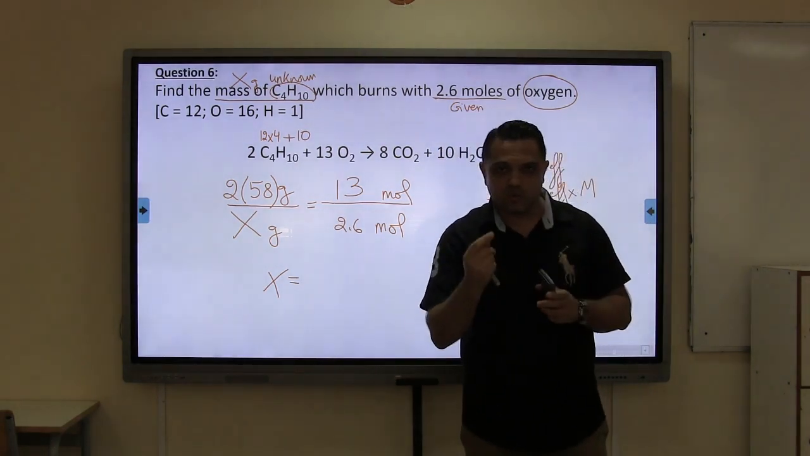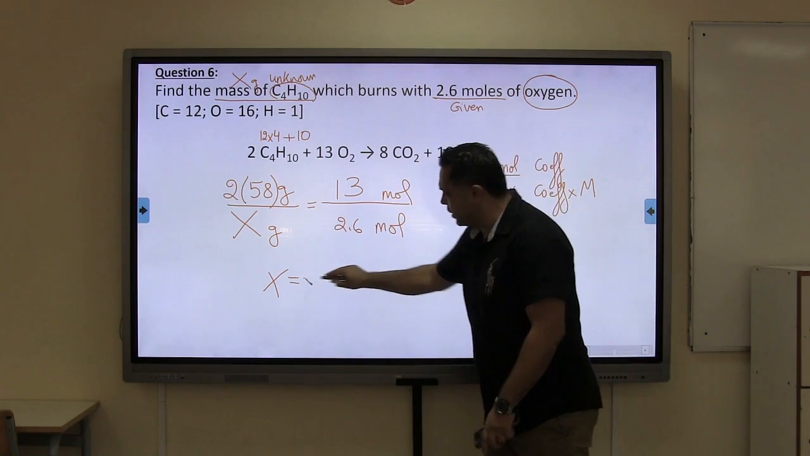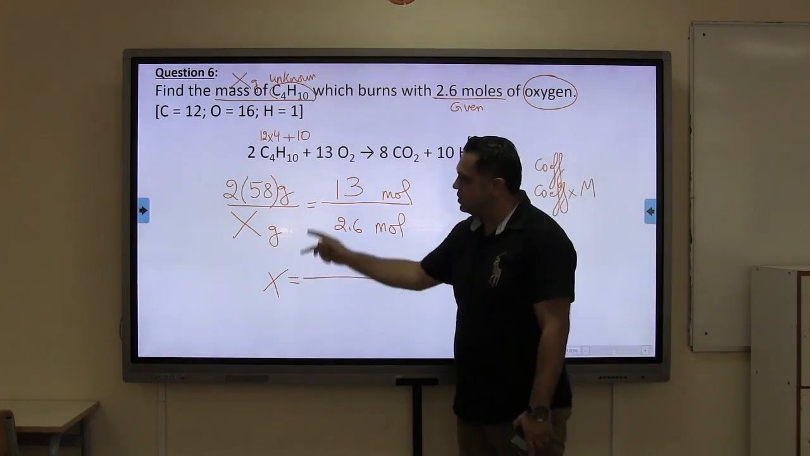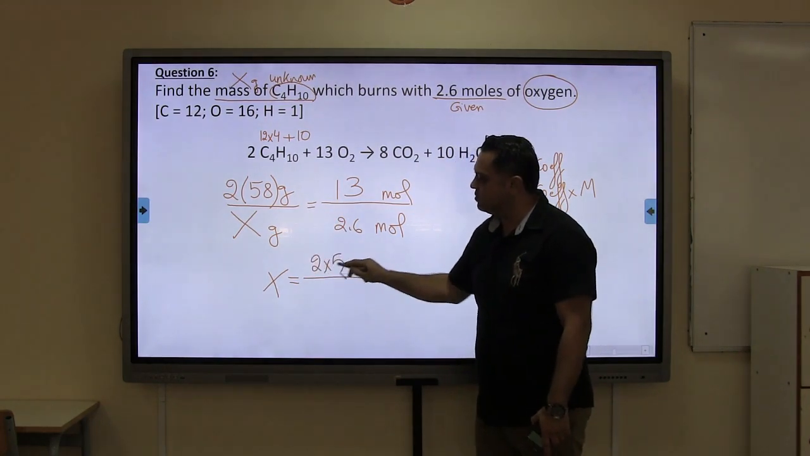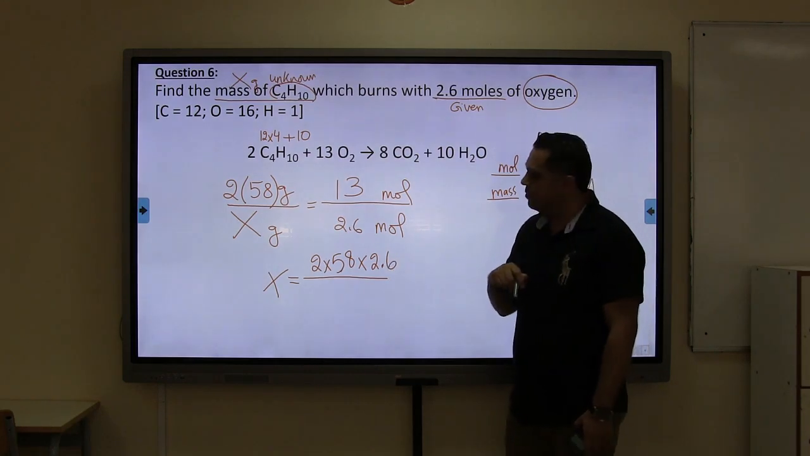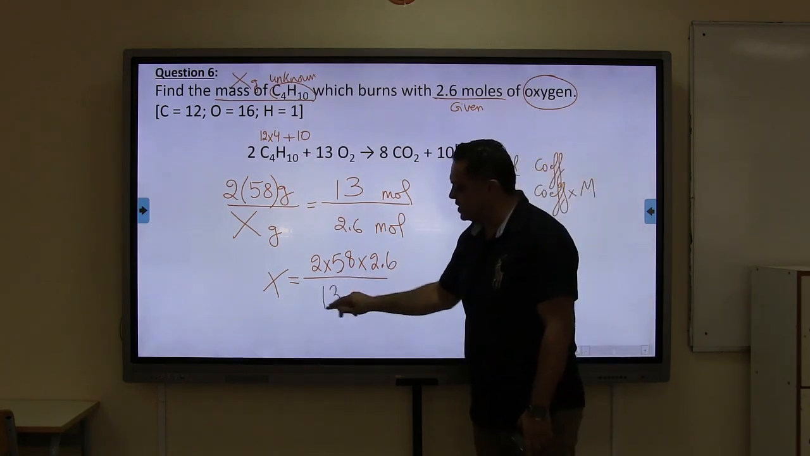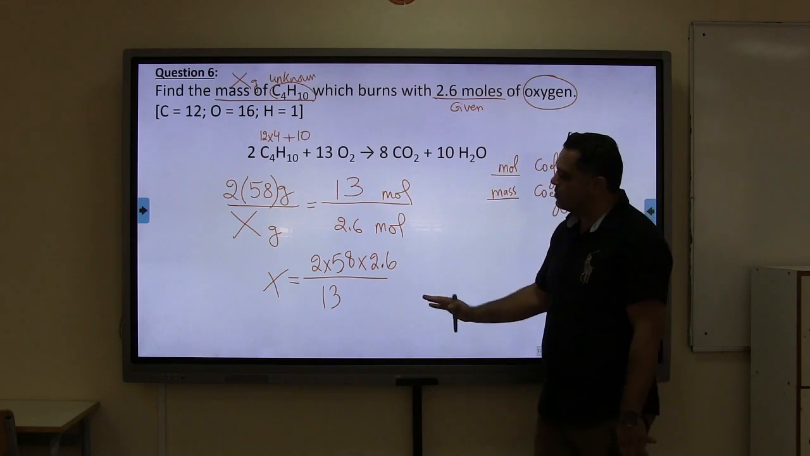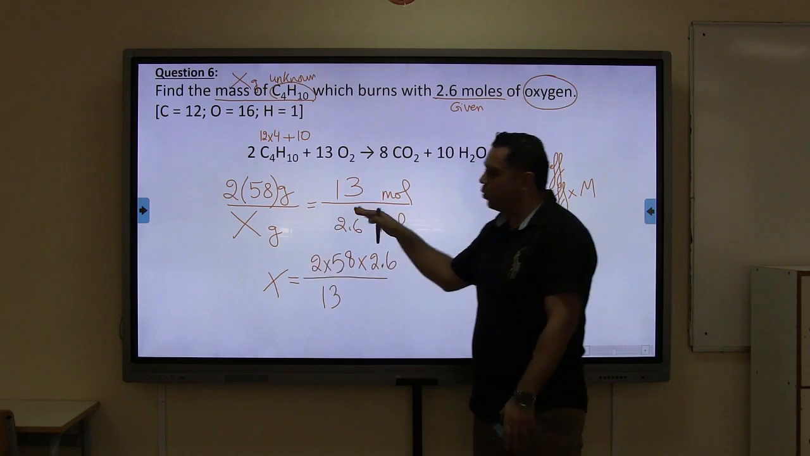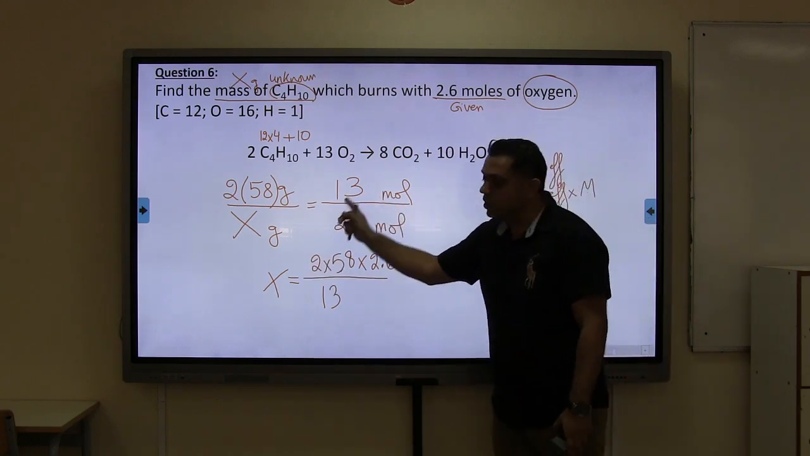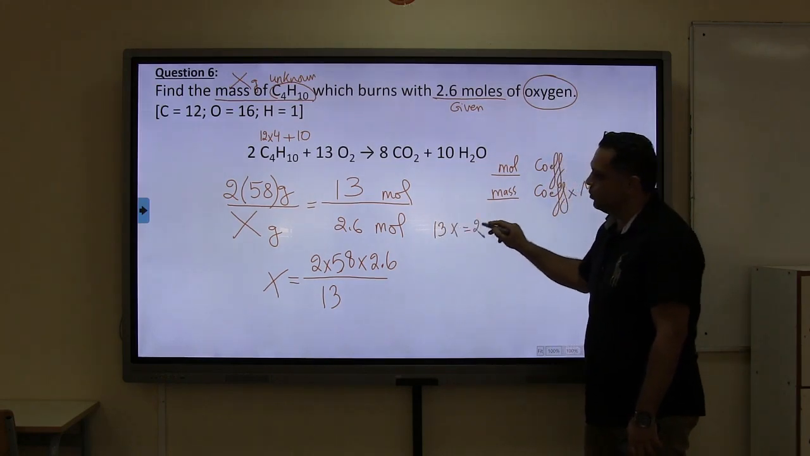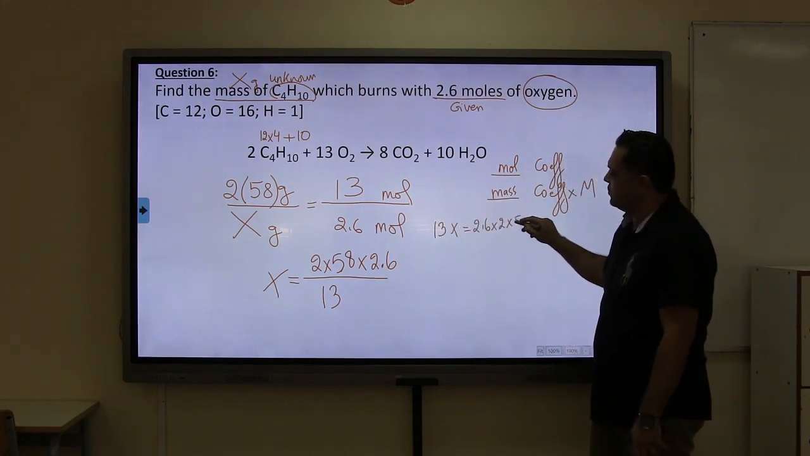Just put all the numbers at once, in one fraction, in one ratio, and then you can find it in only one step. So x is equal to 2 times 58 times 2.6, and then divided by 13. If some students don't know how to write this ratio, you can add one more step, okay? You can cross multiply, it will be 13x equals 2.6 times 2 times 58.